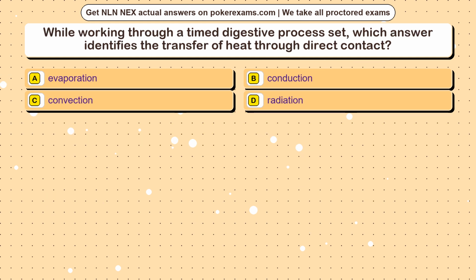Question 8. While working through a timed digestive process set, which answer identifies the transfer of heat through direct contact? Option A, evaporation. Option B, conduction. Option C, convection. Option D, irradiation.